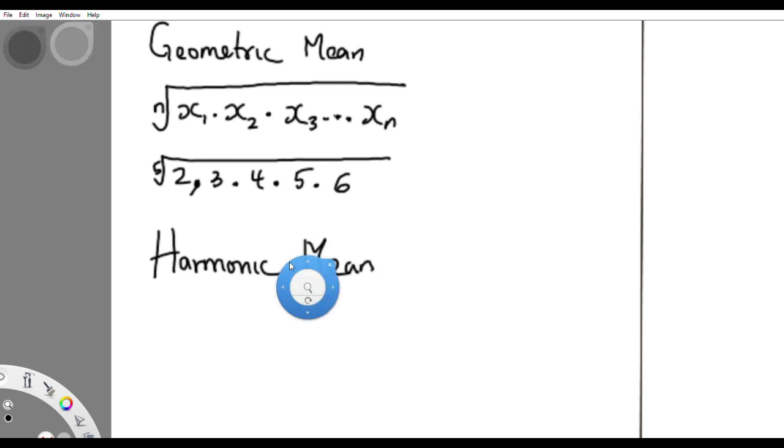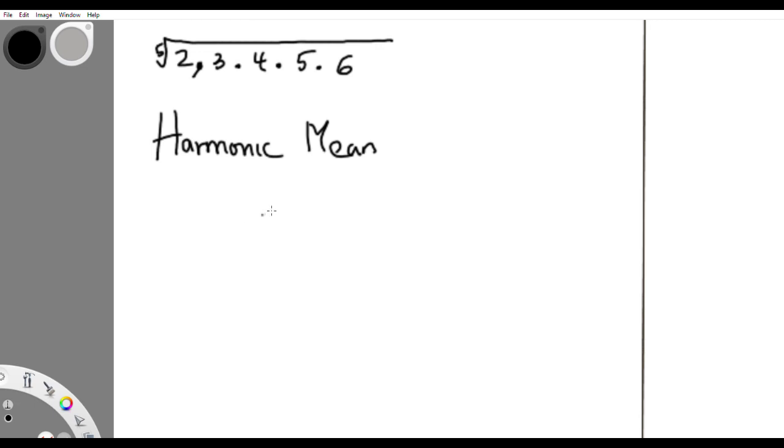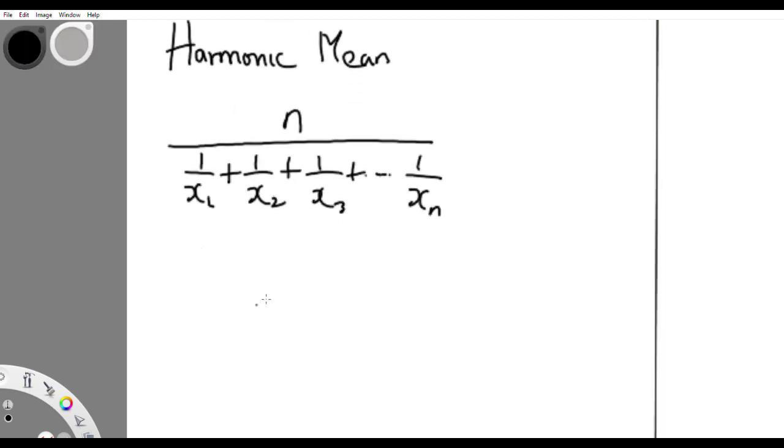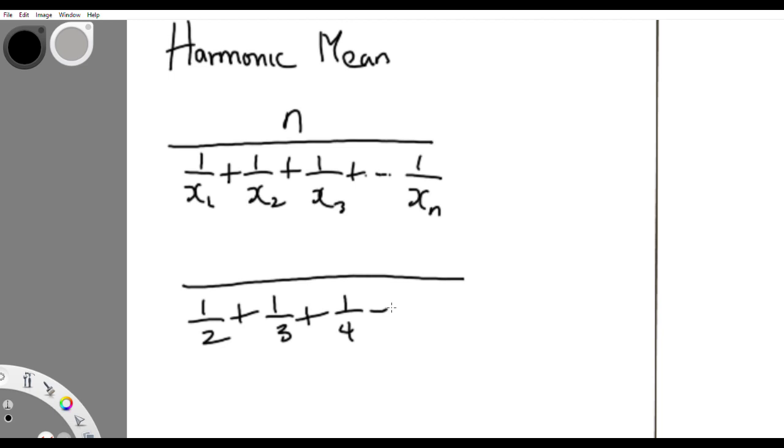The harmonic mean is simply n all over the inverse of each of them, 1 over x1 plus 1 over x2 plus 1 over x3 plus as many as you have, up to 1 over xn. So if you have, let's use the same elements, 1 over 2 plus 1 over 3 plus 1 over 4 plus 1 over 5 plus 1 over 6, if you count each and every one of them, they are all 5. So whatever answer you get, that is it.